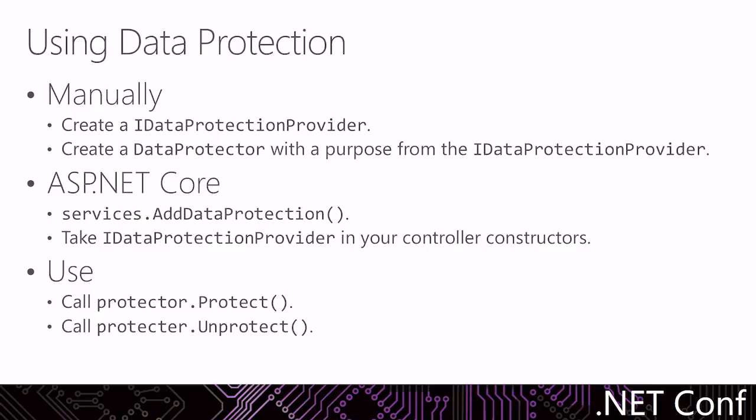You can use data protection yourself. You create a data protection provider. You inject it into your controller, and then you create a data protector from it, and you set a purpose, and purposes, like I say, are used for isolation. In ASP.NET Core, you just do services.AddDataProtection, and then you call Protect and Unprotect. There's no specifying keys, there's no specifying algorithms. It's just like, here's what I want you to protect, go do your magic, and then here's the protected stuff, unmagic it.